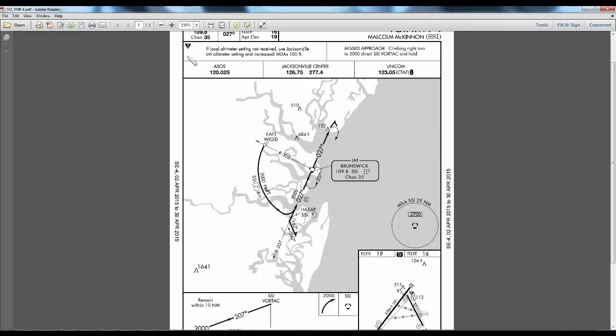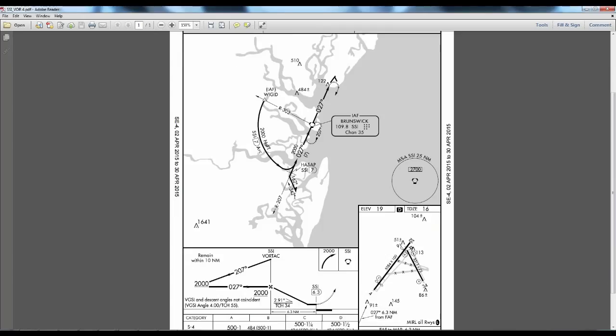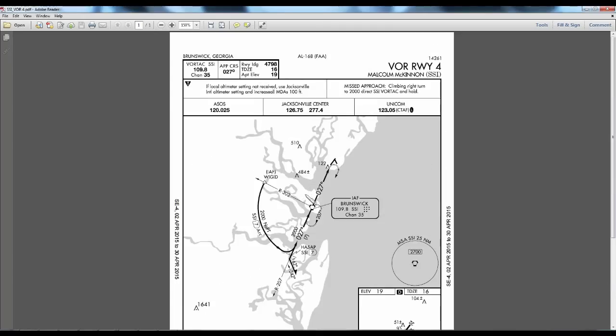We'd read through the missed approach, set our comm radios up. We know we're going to be on ASOS, then the center is going to be giving us approach info, and then Unicom. Or CTAF, sorry. Yeah, even I get it mixed up sometimes.